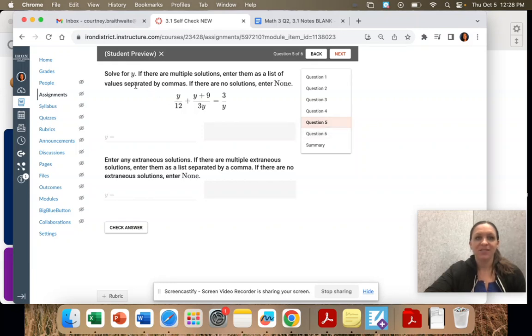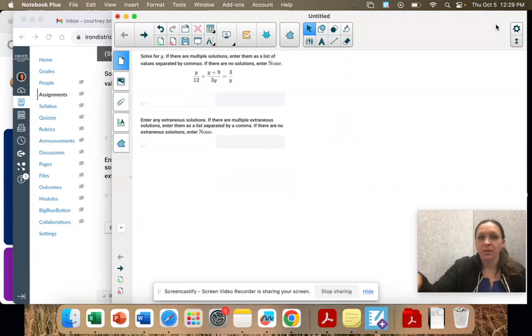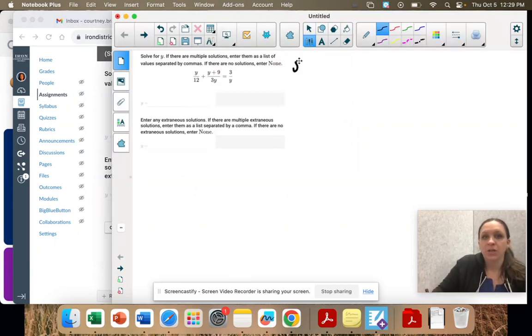Okay, question 5, solve for y. If there are multiple solutions, enter them with separate values, and if there's any extraneous, we need to know. So step 1, we're going to identify the common denominator.